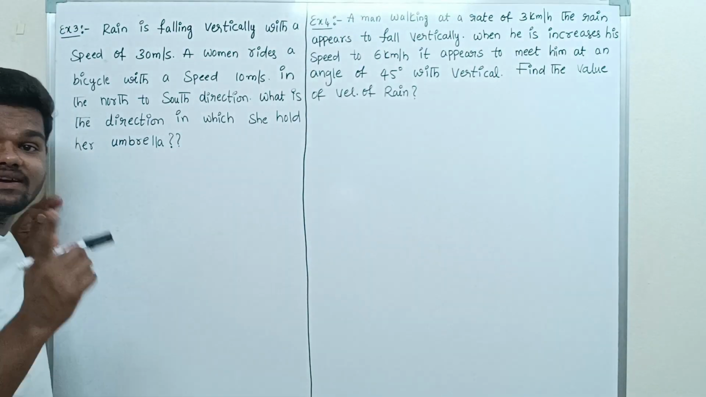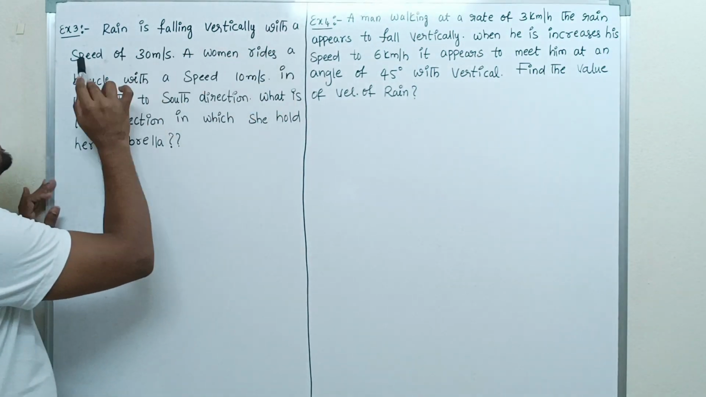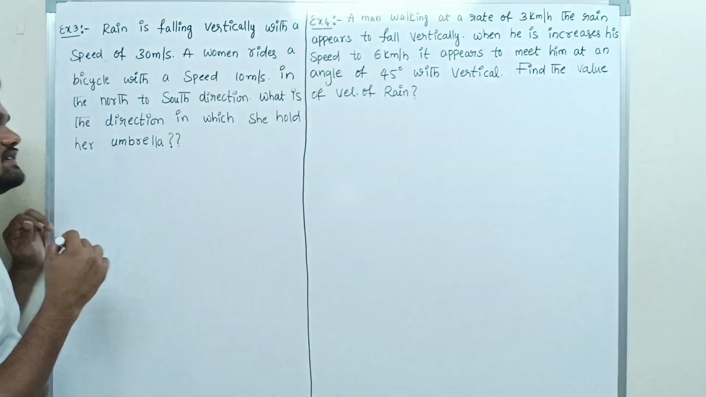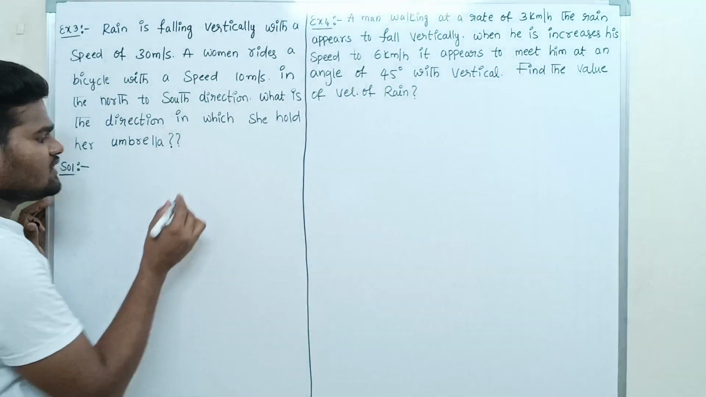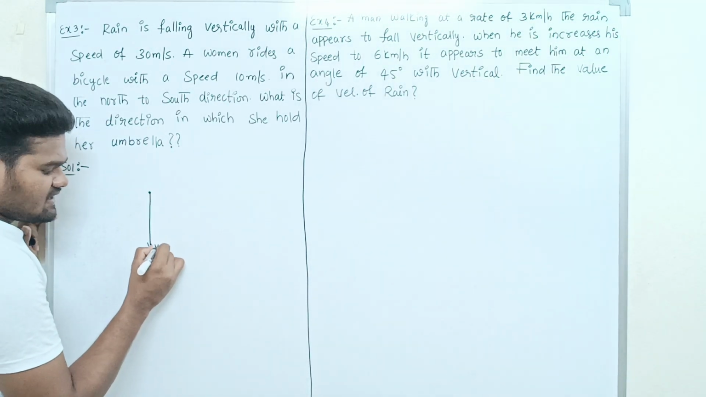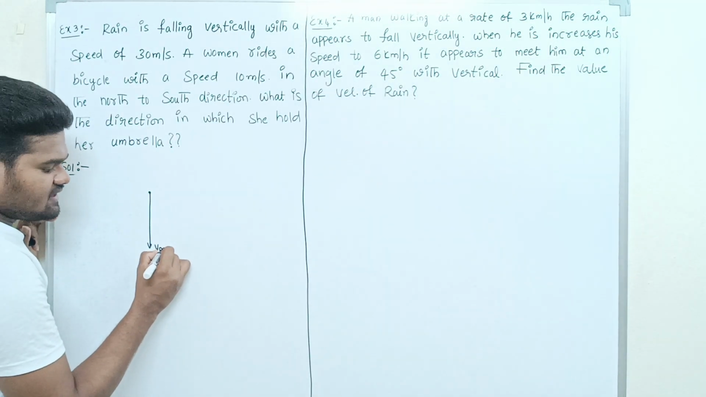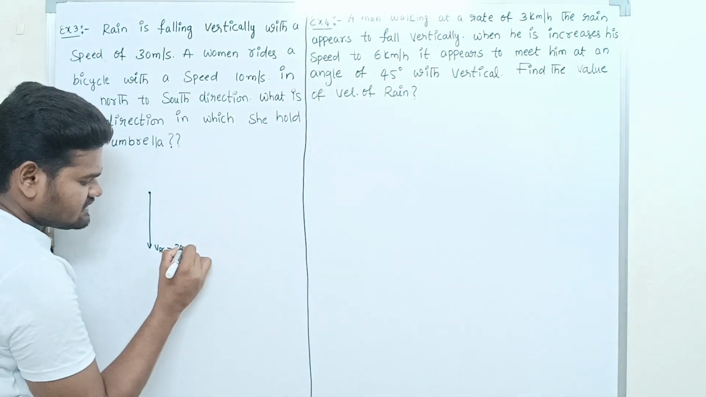Right. Have a look, example number 3. What is given in the question? Rain is falling vertically with a speed of 30 meter per second. Based on the given question, I'm just going to draw the diagram. Have a look. The rain is falling in the vertically downward direction. So the velocity of rain with respect to ground is how much? 30 meter per second.